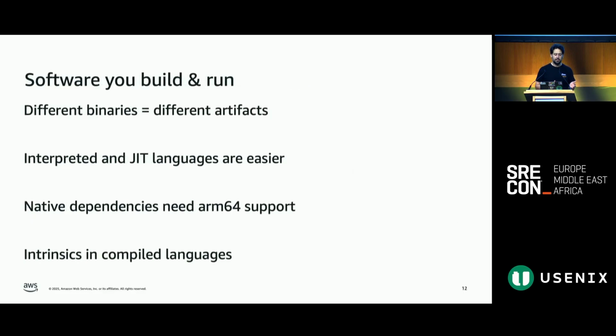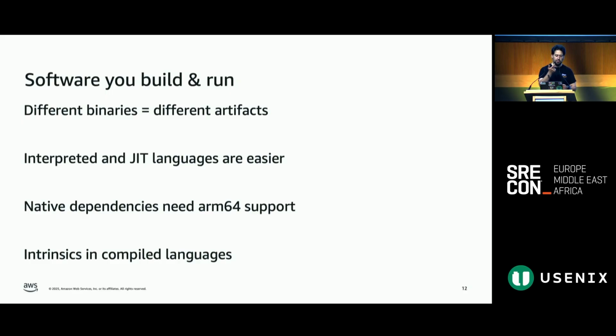The last kind of software is the software that you build and run. And since we said that in ARM64 we have different binaries, this means that you are going to have different artifacts usually. So for interpreted and JIT languages, as I said, it's going to probably be easier because you might not have to touch your code, right? In Node.js, you might not have to touch your code. In Python, you will most likely not have to touch your code, but you might need to make sure that your dependencies, if there are native dependencies, support ARM64, which are pretty common in Python, having a native dependency.